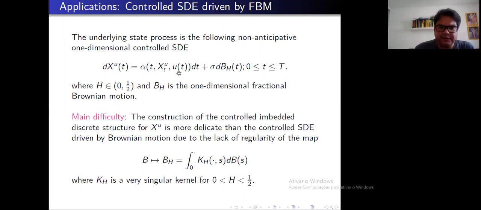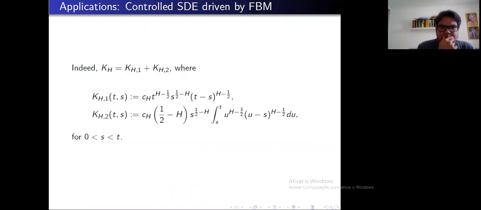The main difficulty, I just want to stress, is that the dependence of the fractional Brownian motion with respect to the Brownian motion is very singular, because this is one of the classical ways to write the fractional Brownian motion. You refer to the Brownian motion, and this kernel here is very singular, especially when H is less than 1/2. So this is the main difficulty. KH is the kernel. You can write it like this.